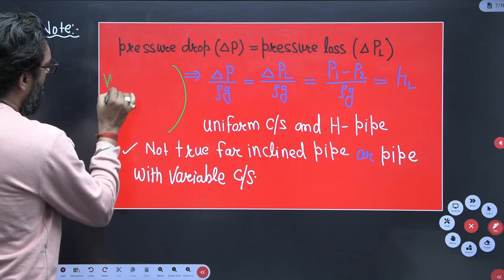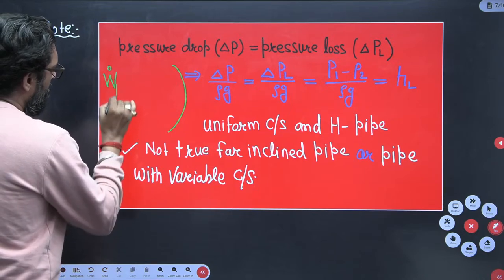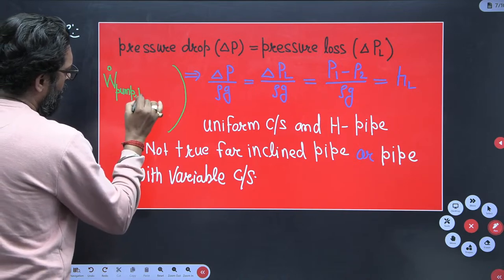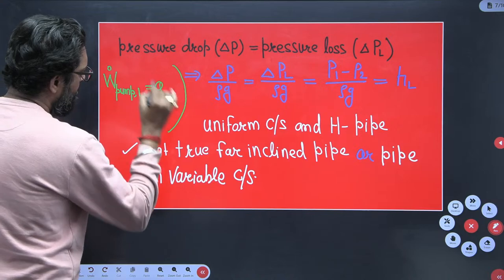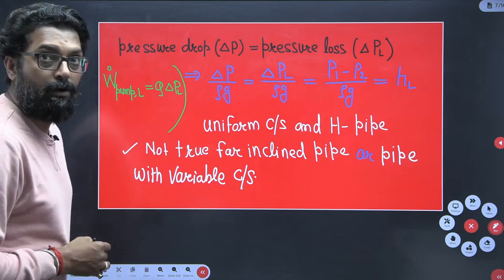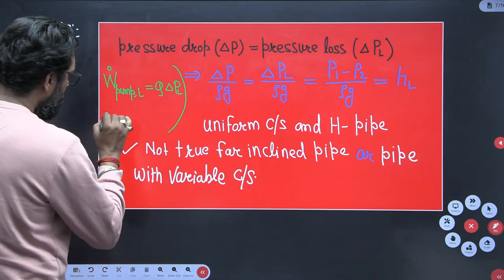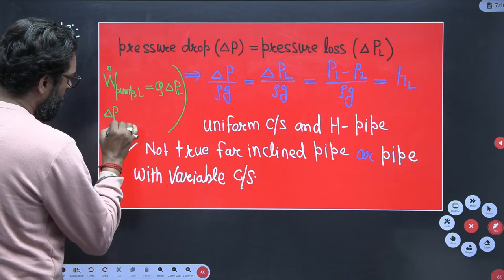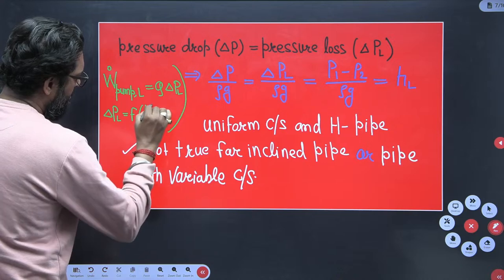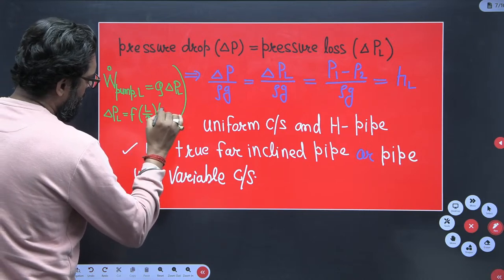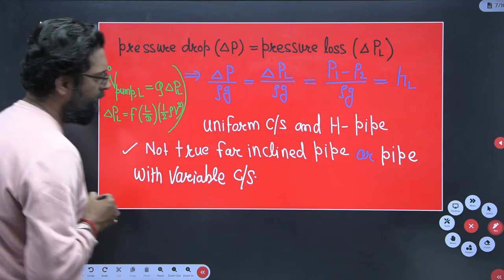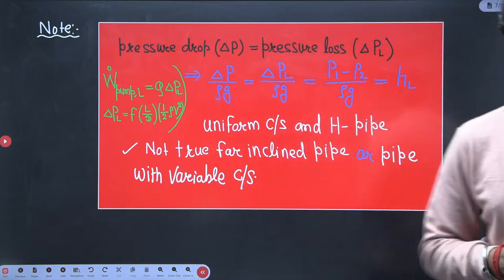So power W dot pump, and we have to require loss. This is nothing, this is discharge into pressure loss. And if you calculate pressure loss, this is equal to f L by D half rho V square, and this V is the average. Clear? So this is all your note point.